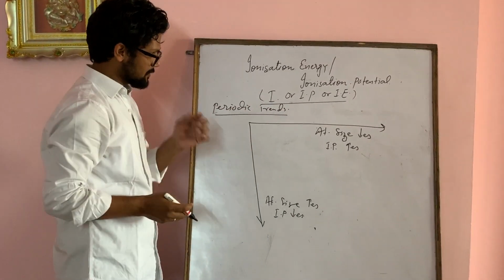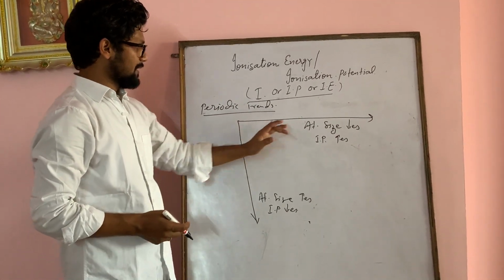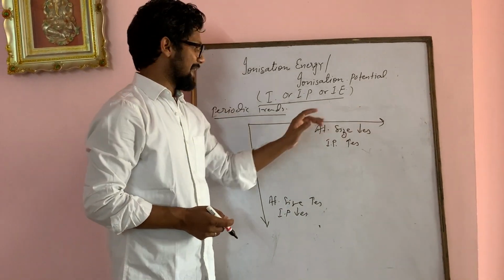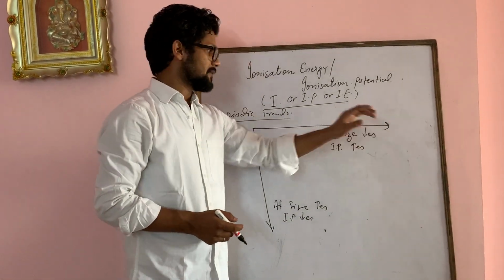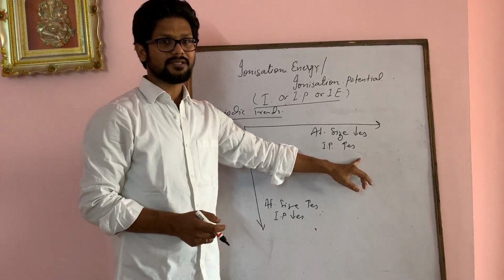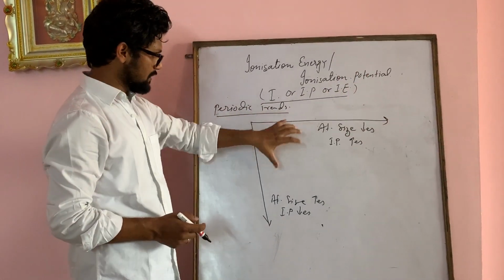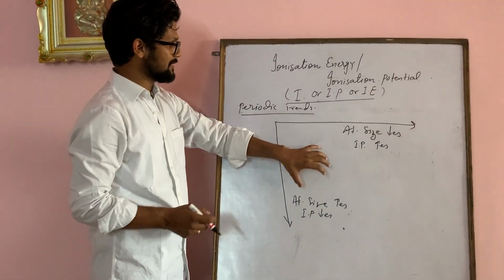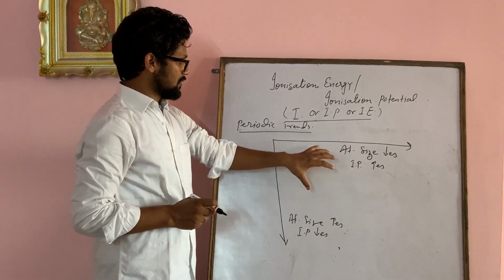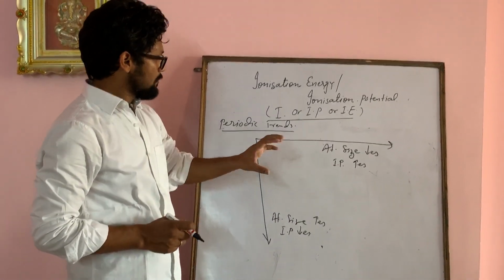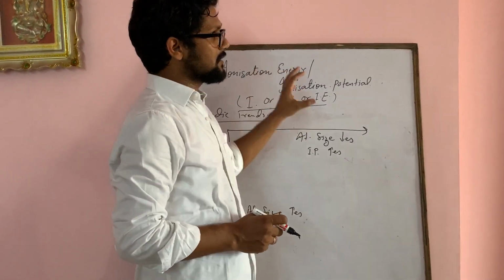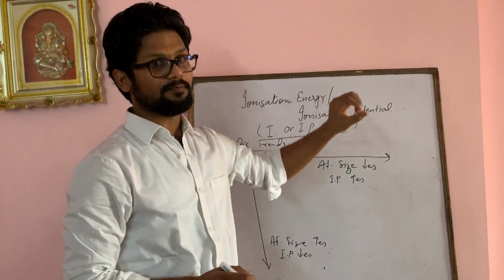You can write: across a period, atomic size decreases as nuclear charge increases, hence IP increases. You can write it that way also, but this is the short format I have given so that you can easily memorize. Now one more thing I am going to tell: what are the uses of this IP?